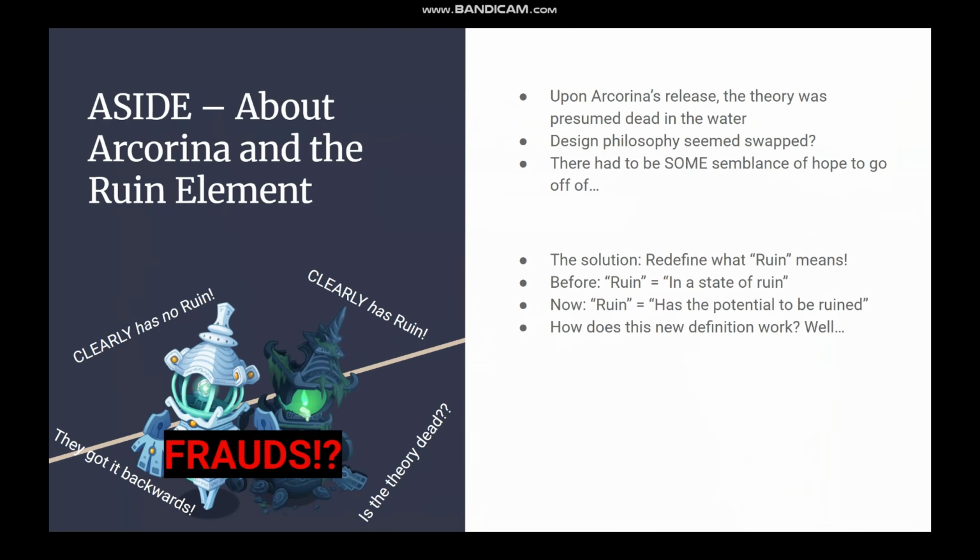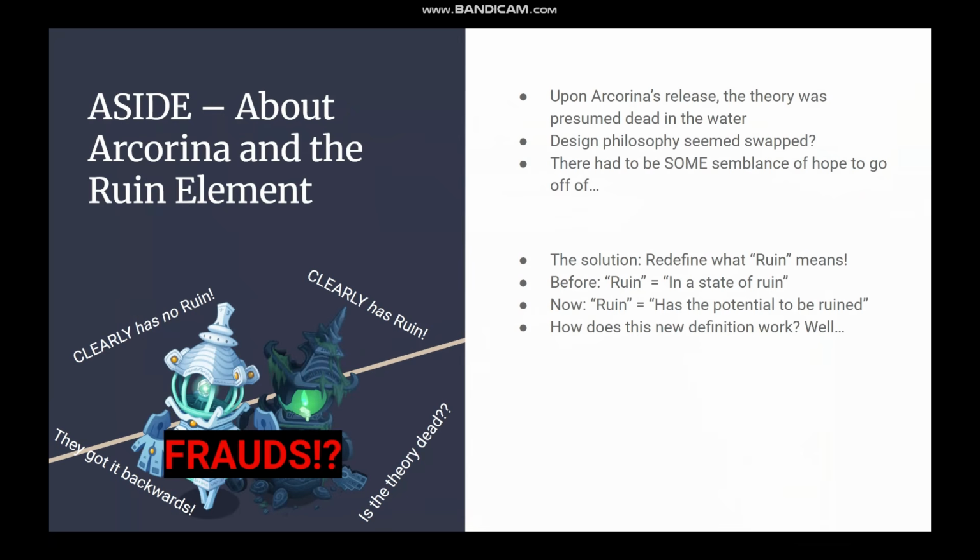As you can see in that graphic down there, they have it backwards, and it's like major Arcornia clearly has no ruin, and minor Arcornia clearly does have ruin. So, well, what do we do about this? Do we just say the theory is dead and we move on? That's what some people did, but for me, I decided to reframe what the understanding of ruin meant.